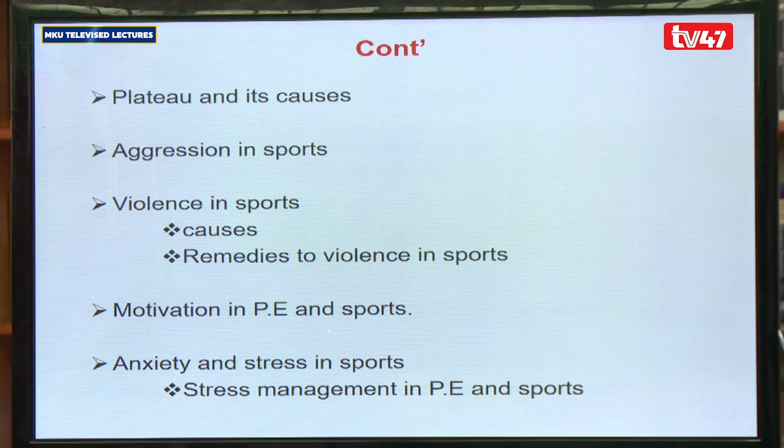We are going to look at violence in sports because this is something that is very common in our sports today. Not only in Kenya, not only in Africa, it's worldwide. We have seen a lot of violence in sports. Now, the question is, what causes this violence in sports? And what are the remedies? What can we do to abstain, or rather to kill, the violence in sports?